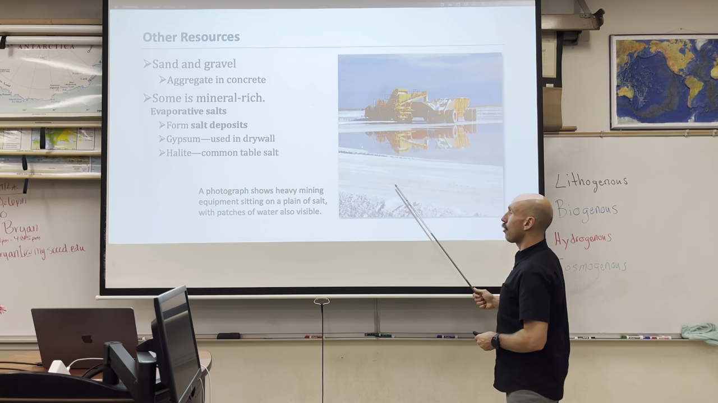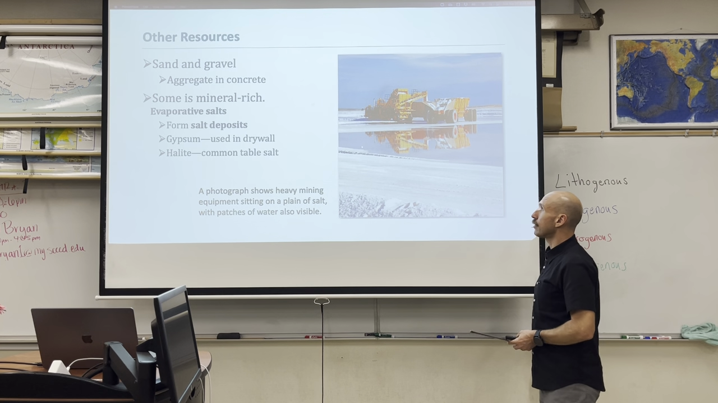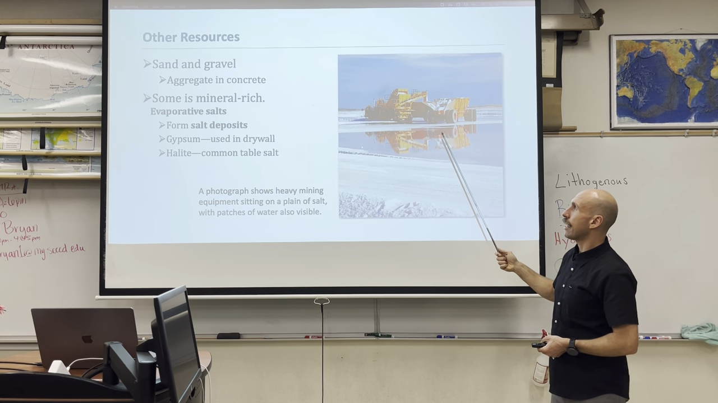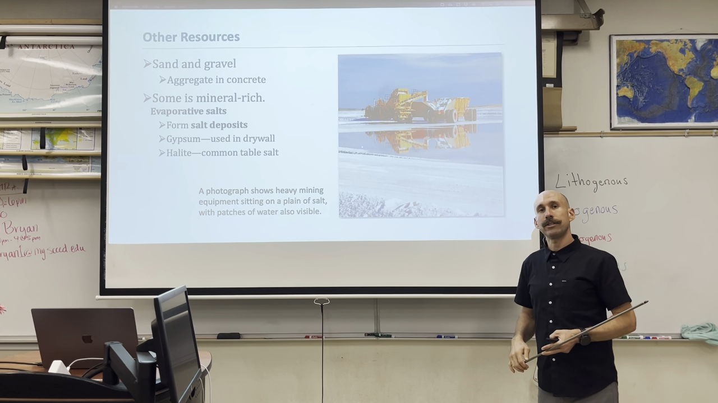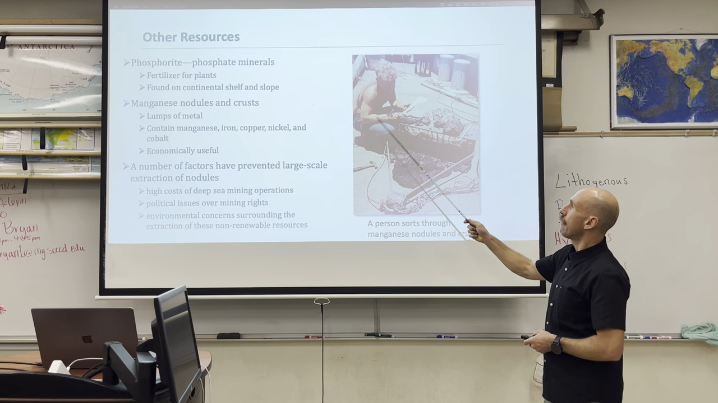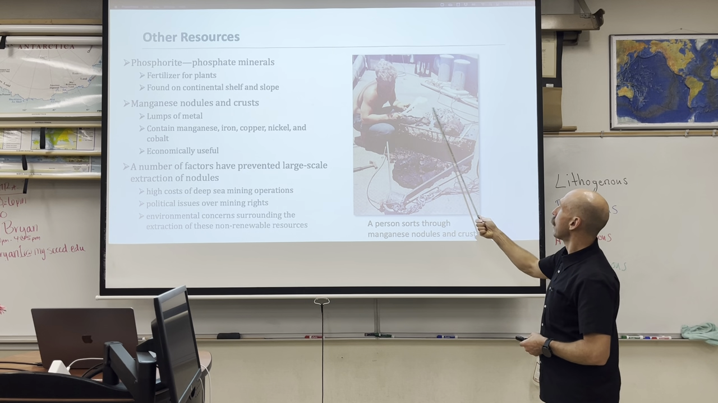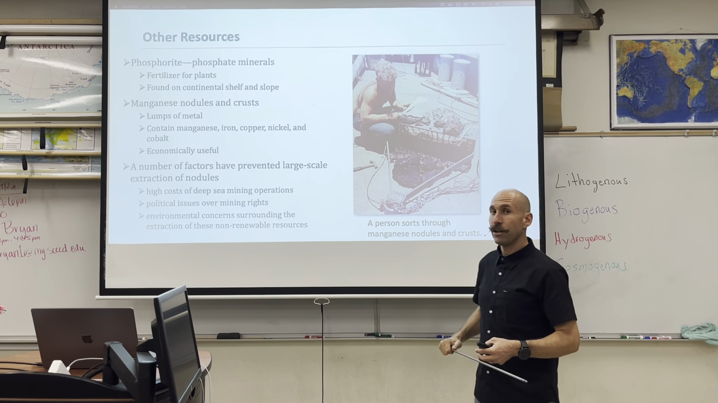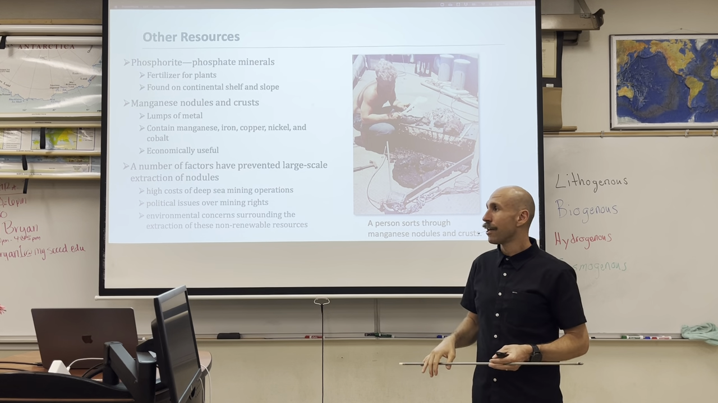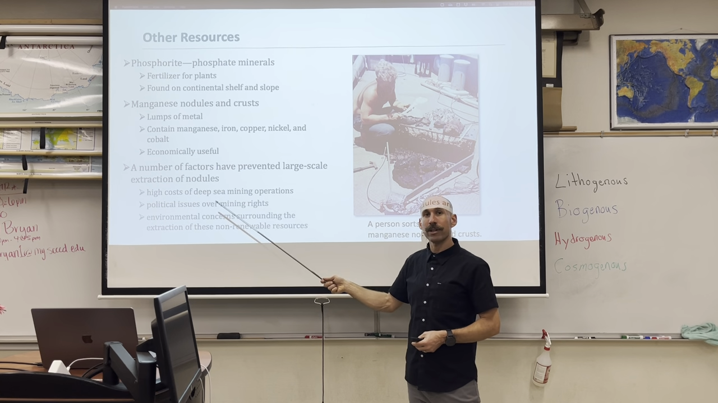Other resources, salt, really important. Gypsum used in drywall, really important. We can harvest aggregate, sand, and gravel to make concrete to help fuel the building of our future. We've got phosphates, manganese nodules. Now, these manganese nodules have lots of metals. We need metal, copper for our wires, lead and aluminum. But there's a high cost, there's political issues.